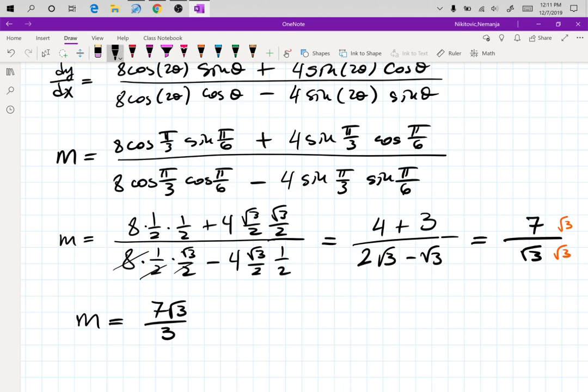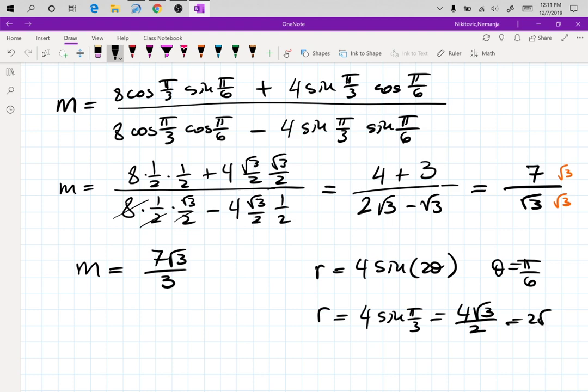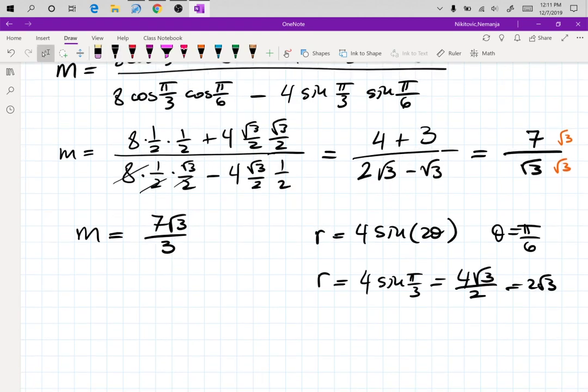right? Because we have r equals 4 sine 2 theta, and we have that theta is equal to pi over 6. So I can calculate r, 4 sine of pi over 3, which is 4 root 3 over 2, which is 2 root 3. I need that so that I can use r theta to convert into an x and a y, because I already have a slope m, and when I have x, y, and m, I can find b.